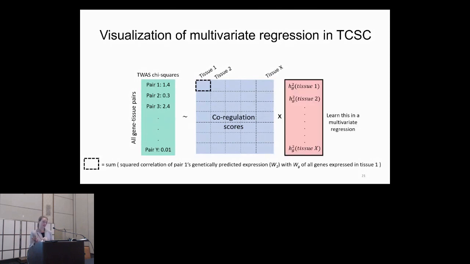All right, and then as a result, this is the vector that we are estimating, which is the heritability of the disease, or the variation of the disease that can be explained by genetic expression in each tissue. So the dimensions of this vector match the number of columns on the matrix.